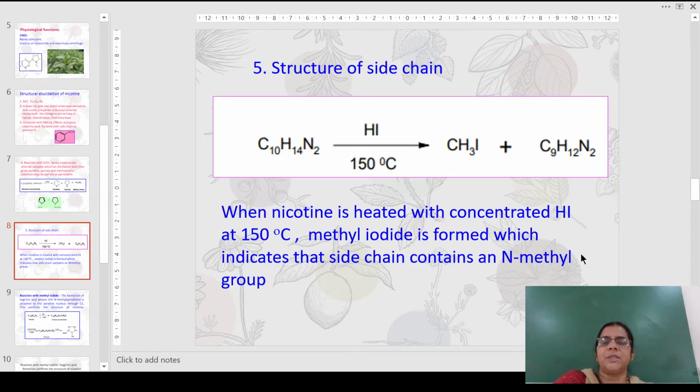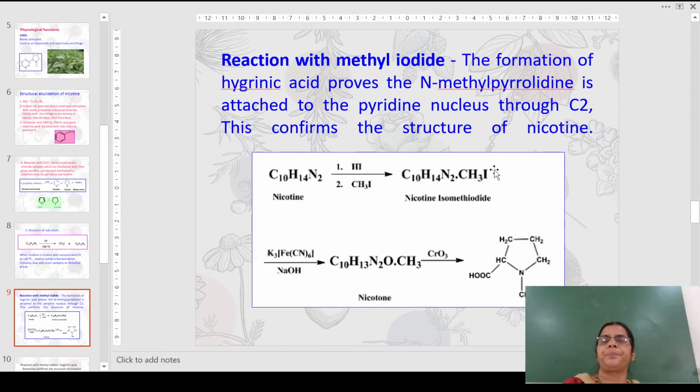The side chain structure was further confirmed by the treatment of nicotine with concentrated hydrogen iodide at 150 degrees Celsius. Methyl iodide is formed along with another compound having the molecular formula of C9H12N2, which indicates that the nitrogen is free, it contains an N-methyl group. Since methyl iodide is formed, it breaks away. Therefore, there may be an N-methyl group in this structure.